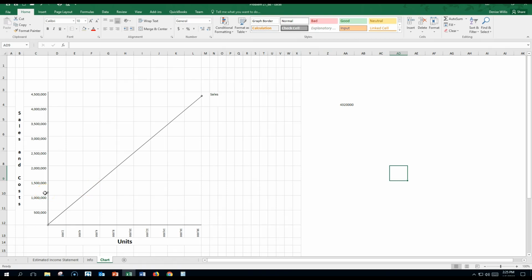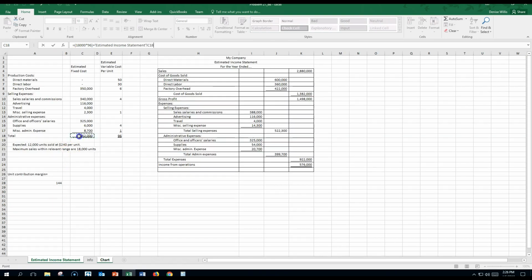Now, if we sell the maximum amount, then that means we would be selling the 18,000, and we're going to multiply that 18,000 times the variable cost, which is $96 a piece. Okay, that's the variable portion, but to that amount, let me go ahead and put brackets around that. We have to add the fixed portion, and that fixed portion was, let me come over here and look at it again. Should have copied it. This number right here.